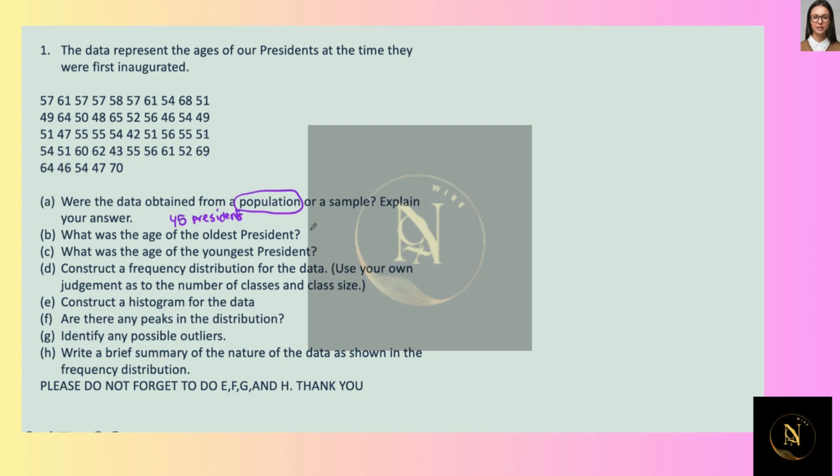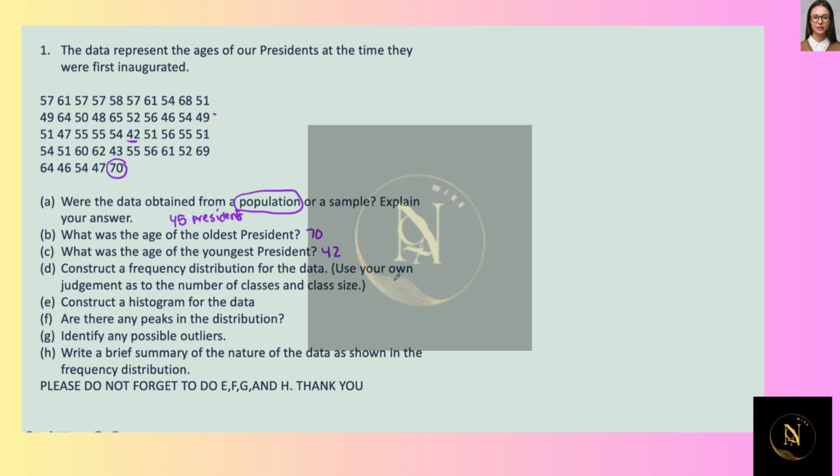What was the age of the oldest president? Right now, I believe that 70 is the oldest. What is the age of the youngest president? I'm going to look in the 40s. So I have 49, 42. And I believe that 42 is the youngest president.